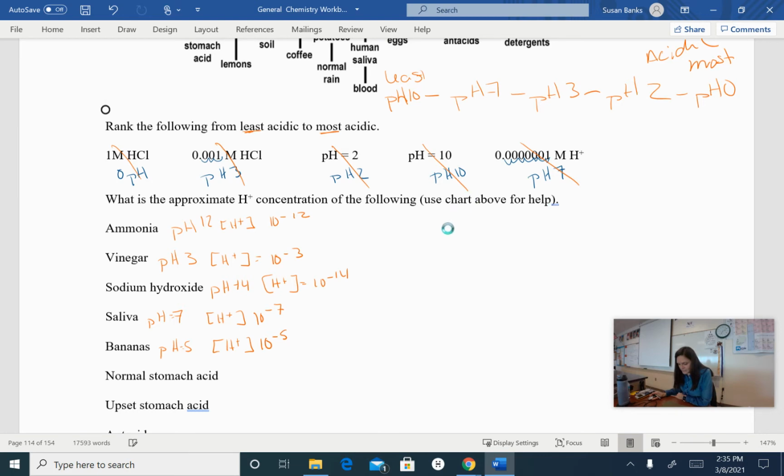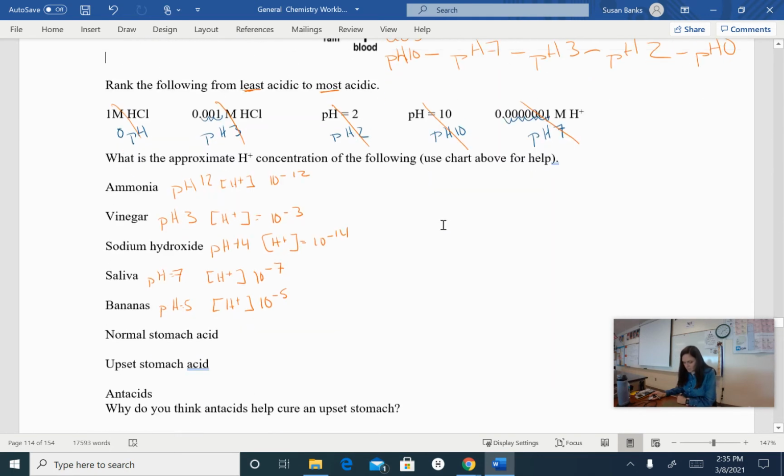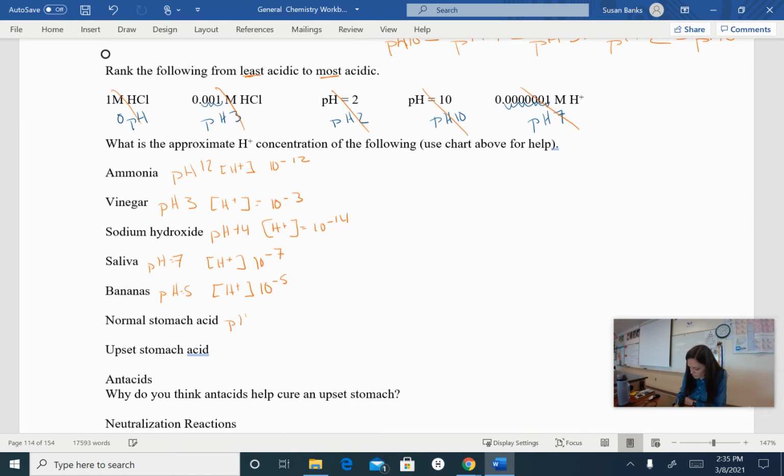Normal stomach acid is about a pH of 2. So pH of 2. That would give me my hydrogen ion concentration of 10 to the negative 2. Upset stomach acid is about a pH of 1. That would give me a hydrogen ion concentration of 10 to the negative 1, or just 0.1. Okay?